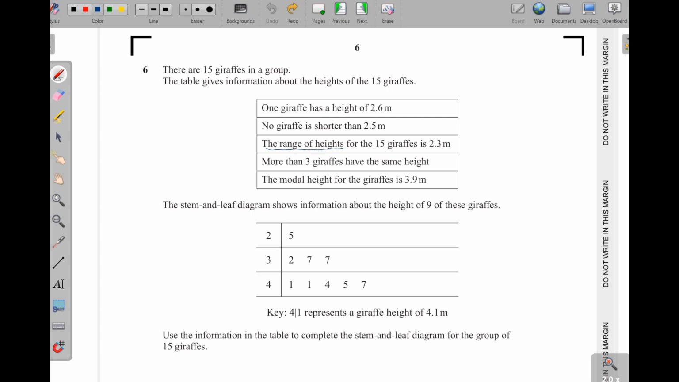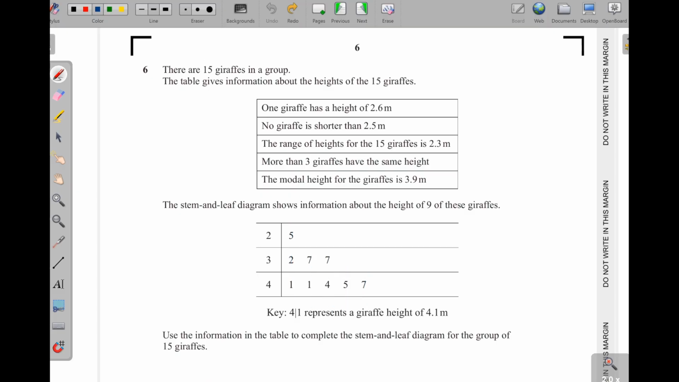Then the range of heights for the 15 giraffes is 2.3. More than 3 giraffes have the same height. The modal height of the giraffe is 3.9. Now, they are giving us the stem and leaf diagram. One of the things you need to know about the stem and leaf diagram is that these numbers that you put here must align vertically. And now, based on what we are having here, this one is a decimal. Even here they have talked about a decimal. So when we are drawing the stem and leaf diagram, we don't put the decimal points.